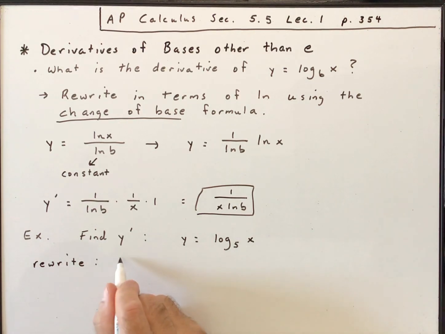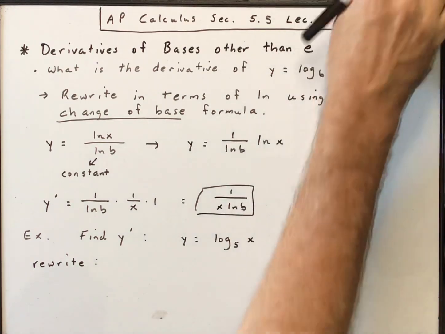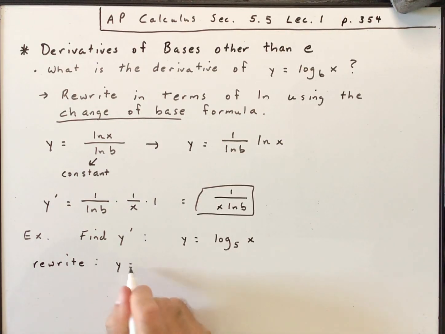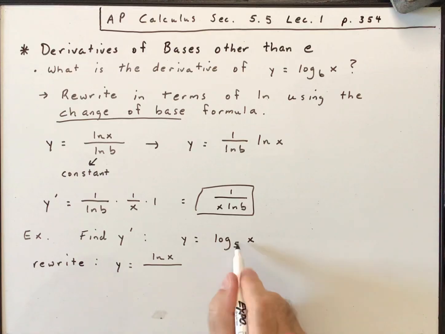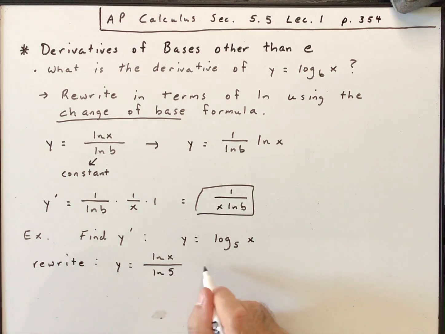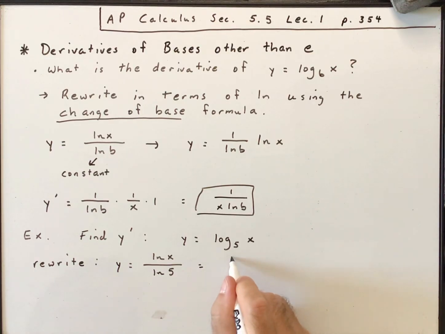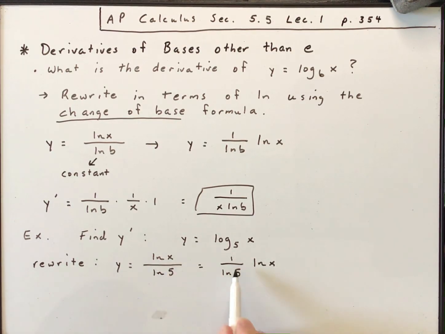That's going to be the natural log, let me say y equals the natural log of x, right? The x goes on top, and then the base in the basement over the natural log of 5. And we're going to pull that 1 over natural log 5 out front times the natural log of x. So this is our constant, 1 over natural log 5. See that? That and that exactly the same.